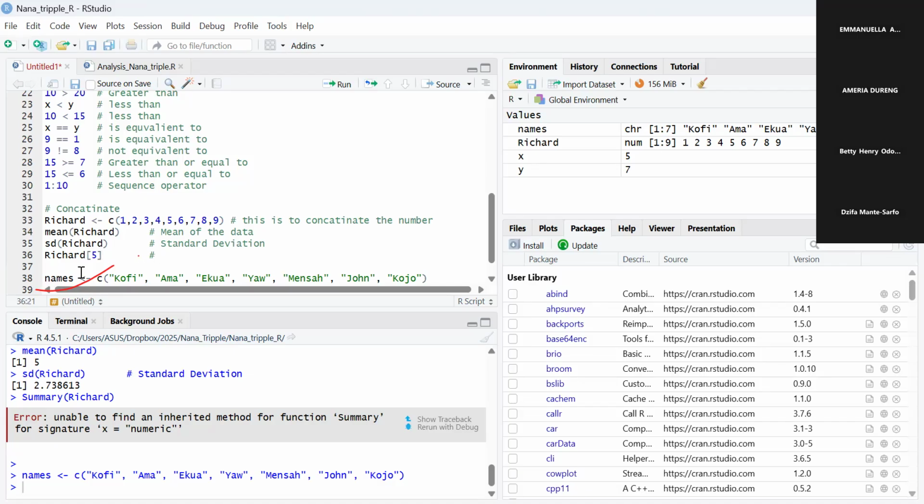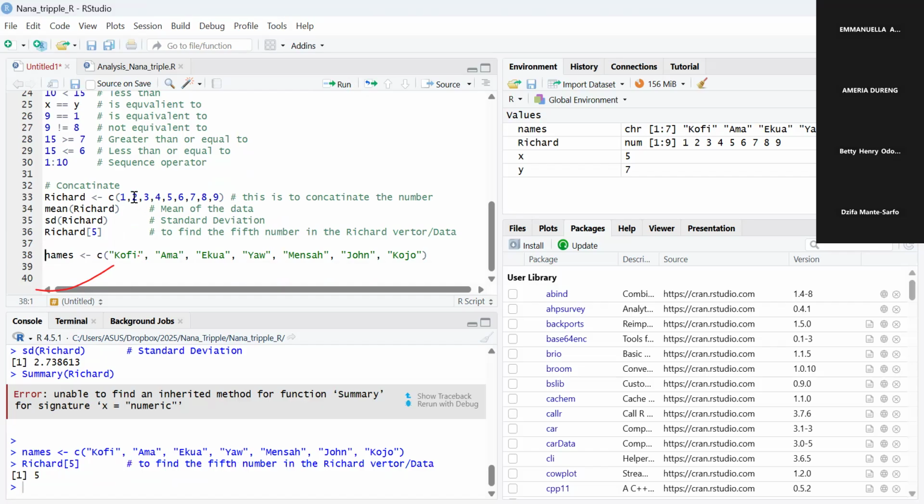So I want the fifth number in the Richard vector, or what you people will say, data. Crude way. So when you do that, it says the fifth data is number 5. Let's see, 1, 2, 3, 4, 5.